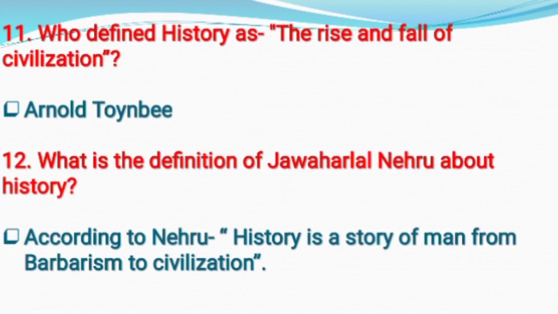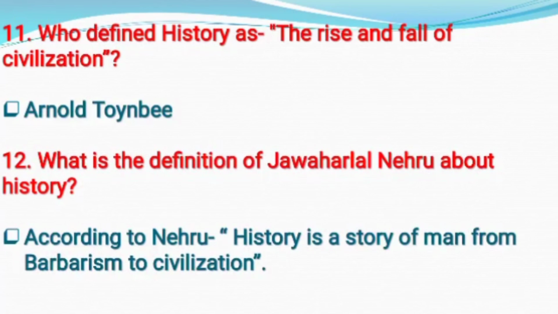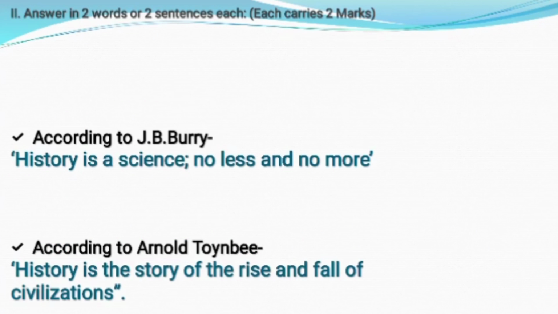Question number 12. What is the definition of Jawaharlal Nehru about history? According to Jawaharlal Nehru, history is a story of man from barbarism to civilization, or the march of mankind from barbarism to civilization.